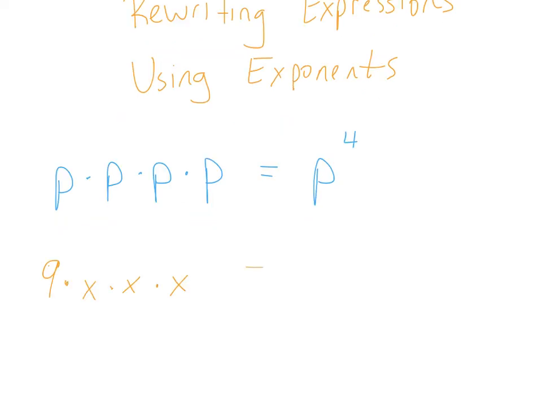What about something like 9 times x times x times x? How do we rewrite that? Well, the 9 and the x's aren't combinable, right? Okay, so we're going to write 9, but then we can use what we learned up here and apply it down here. How many x's are there? There's 3 of them, so we're going to write that as x to the 3rd.